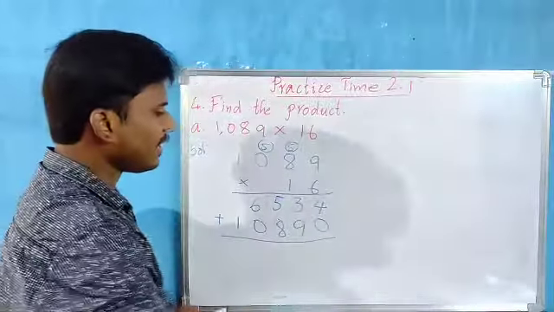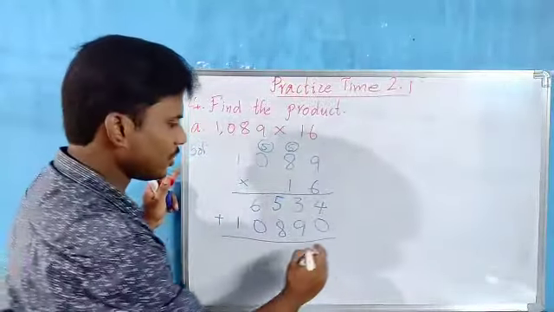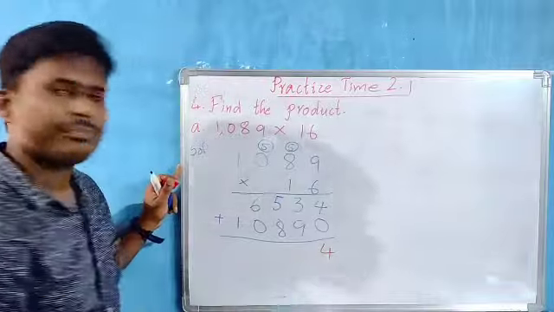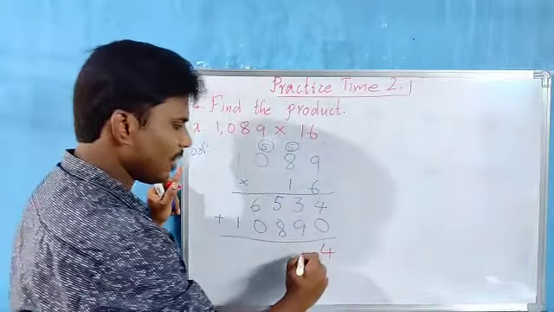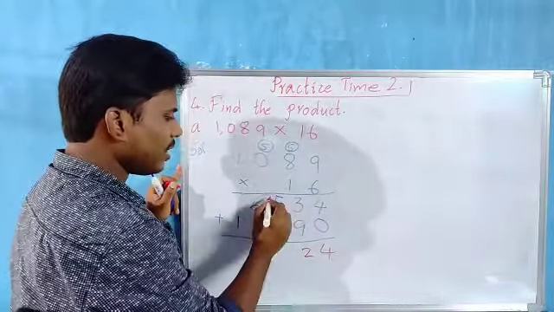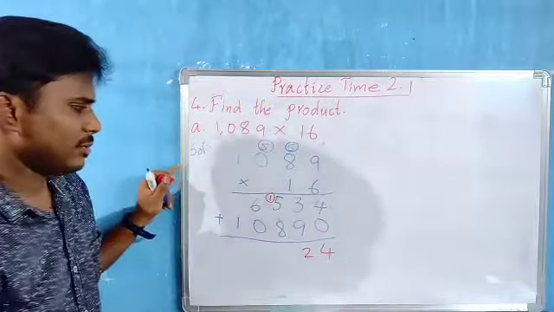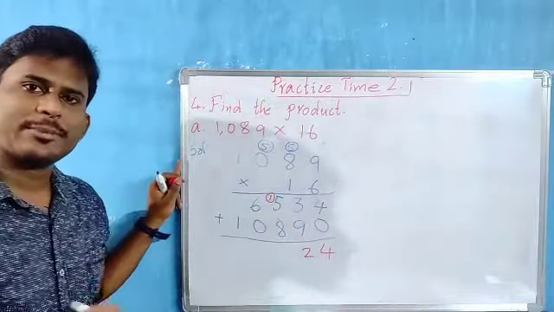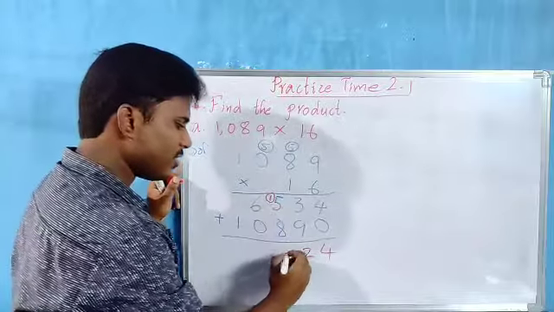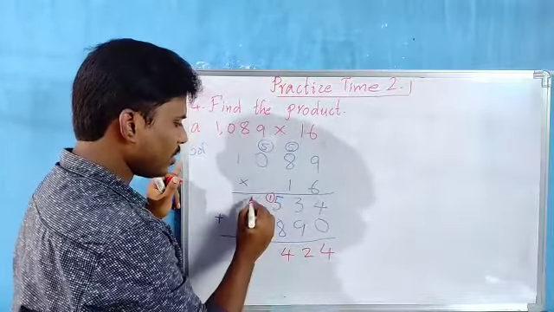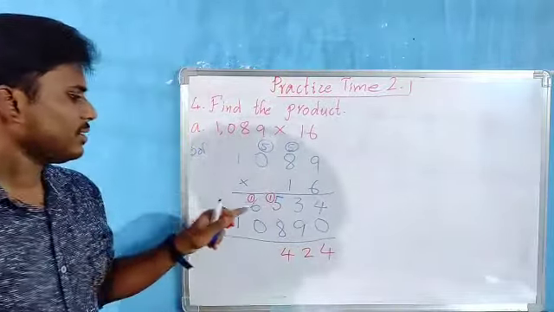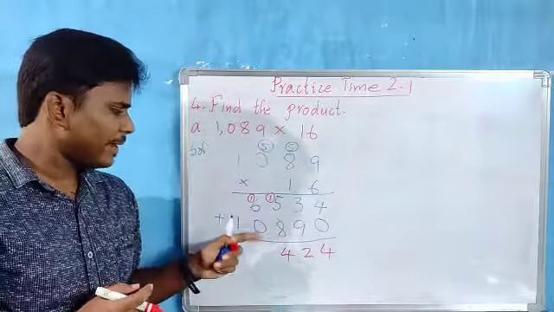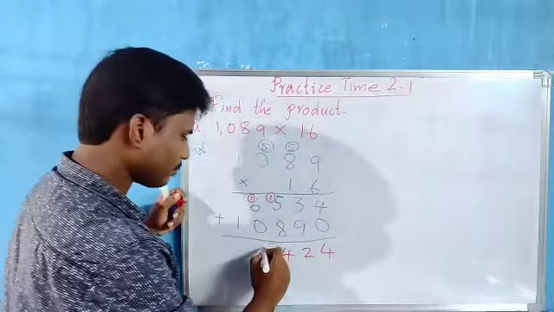Okay. This will be the final answer, children. 4 plus 0, 4. 3 plus 9, 12. 12 means 2 here and 1 regrouped to the hundreds place. Now 5 plus 1, children, 6. 6 plus 8, 14 means 1 regroup to the next place. 6 plus 1, 7. And 7 plus 0 is 7.